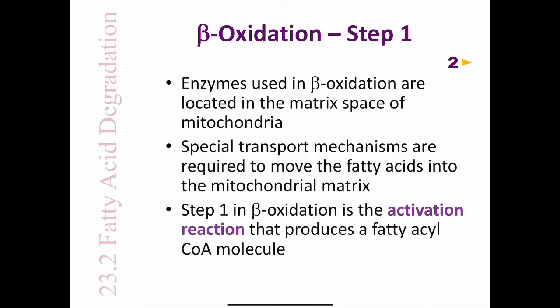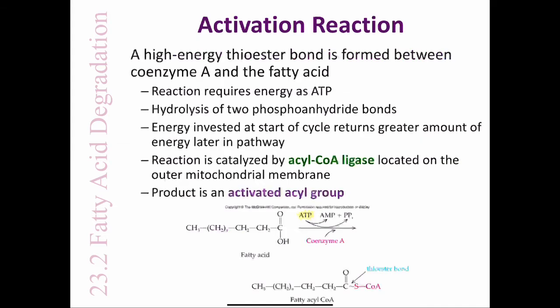The first step is an activation reaction that results in the production of a fatty acyl coenzyme A molecule. A thioester bond is formed between coenzyme A and the fatty acid. This reaction requires energy in the form of ATP, which is cleaved to AMP and pyrophosphate. This involves hydrolysis of 2 phosphoanhydride bonds. Here, again, we see the need to invest a small amount of energy so that a much greater amount of energy can be harvested later in the pathway.